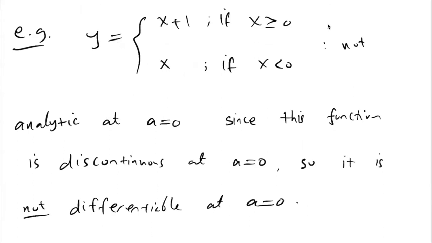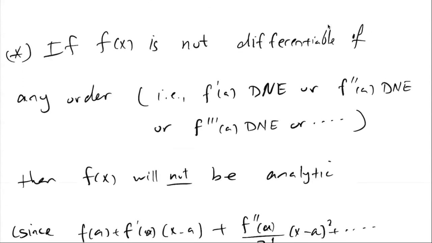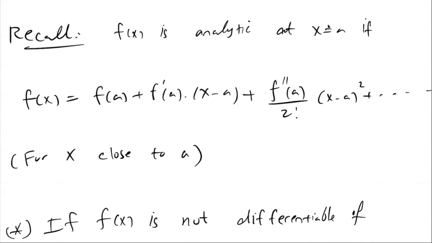If it's discontinuous at a point, it will automatically be non-differentiable. We saw this in Math 113 as well. So it's not continuous, therefore not differentiable, therefore not analytic. So this is one situation for functions that are not analytic. If a function is not differentiable of any order, it will not be analytic. But now the more interesting question is, what if it's differentiable of every order, so that the right-hand side can be constructed? Then can we say that the equality happens with f of x for x close to a?